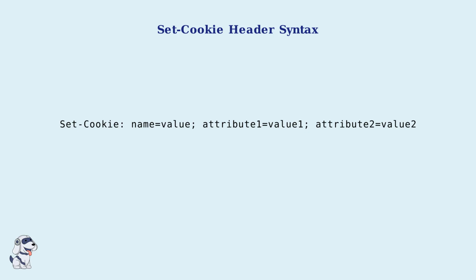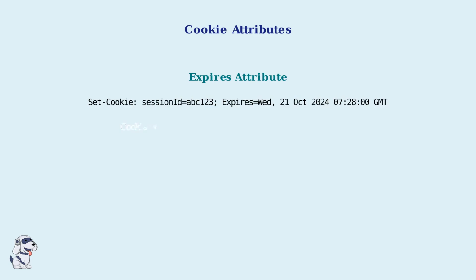The Set-Cookie header is how servers instruct browsers to store cookies. When a server wants to create a cookie on the client side, it sends this special HTTP header in its response. The basic syntax of a Set-Cookie header consists of a cookie name, an equals sign, the cookie value, and optional attributes separated by semicolons. Let's break down each component. The cookie name identifies the cookie, and the value is the data you want to store. Both are required components.